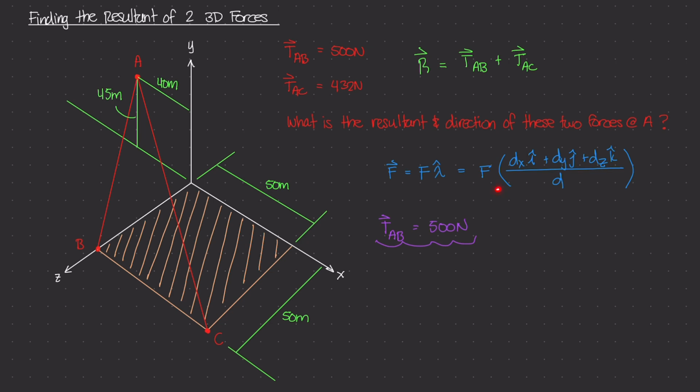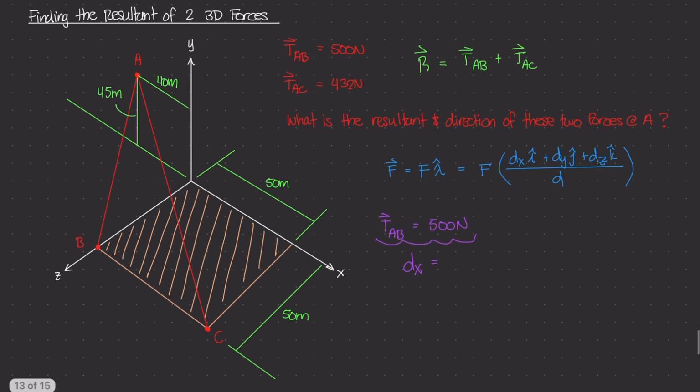And in order to figure out what our unit vector lambda is, we need these x, y, z, and this d component. If you remember from previous videos, our dx was the distance from the ending point to the starting point. Because this is a tension force and it's pointed this way, we know the ending point is going to be point B and the starting point is going to be point A. So for dx, the ending point at point B has an x-coordinate of just 0, minus the x-coordinate for point A.